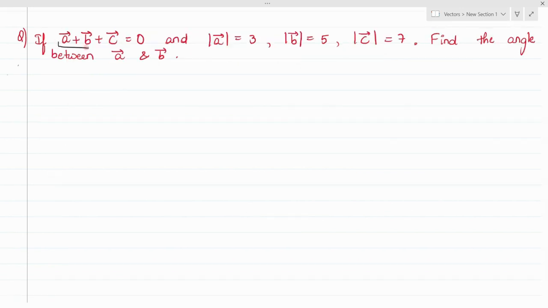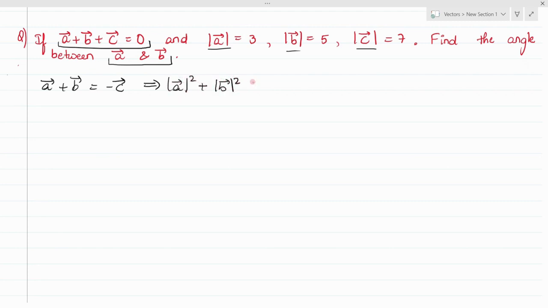In this question, it is given that the sum of the vectors is equal to 0 and the magnitudes of all three vectors are given, and we need to find the angle between A and B. The summation is given. We can write it as A plus B is nothing but minus C vector. When you square both sides, it becomes magnitude of A squared plus magnitude of B squared plus 2 times A dot B. On the RHS, you'll get the magnitude of C squared.